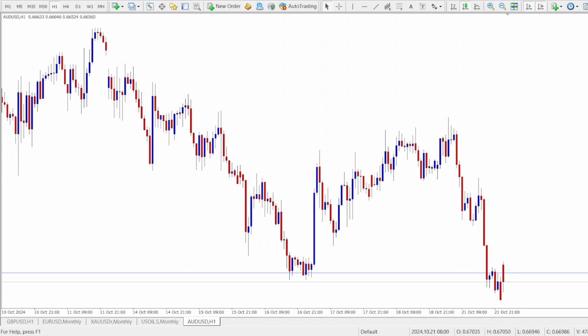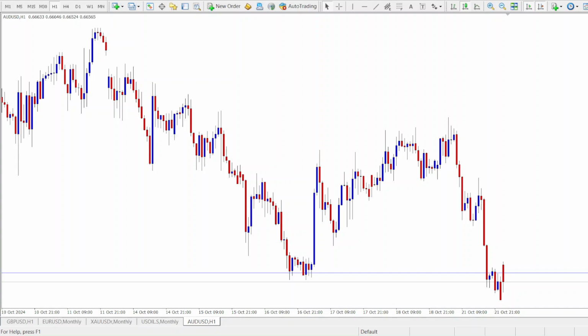And then secondly, the London and New York session overlap, which is 12 p.m. to 4 p.m. GMT. This is when most liquidity enters the market, making it ideal for catching strong moves. So to maximize your opportunities, focus on trading during these times, especially during the London and New York overlap, where you are more likely to see larger price movements.